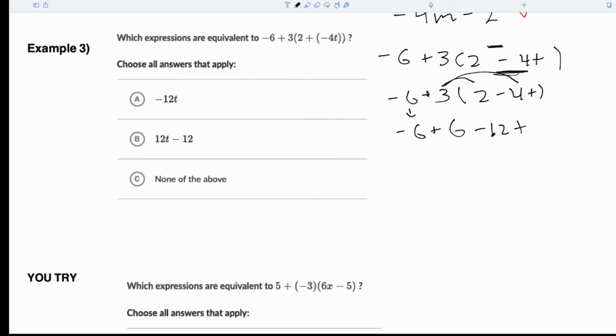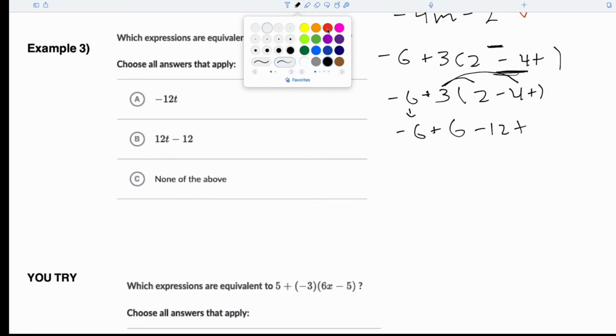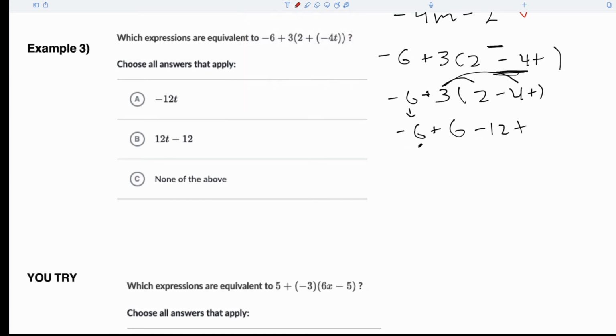Isabella, what can I combine? The 6 with the negative 6? And what does that turn into, Maya? Yeah. Can I just get rid of the 0? Yeah, this can just go away. So negative 12t is my answer.